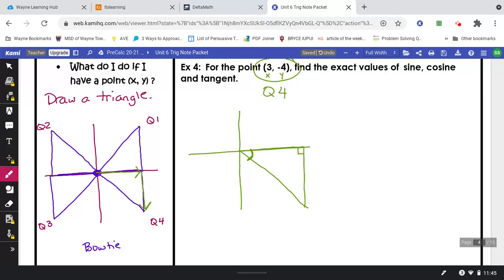For my labels, this would be the opposite, my hypotenuse, and the adjacent. And then we'll put our 3 and -4 on there. So remember, if you were plotting a point, you would go forward 3 and then down 4. And then our goal is to find the hypotenuse.